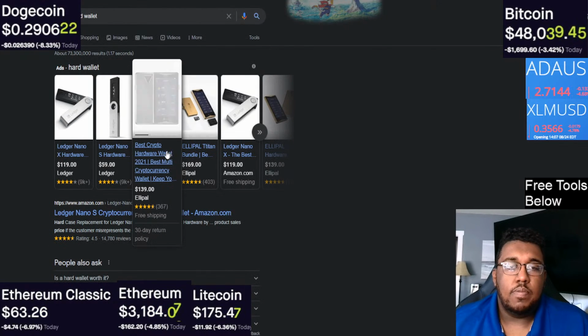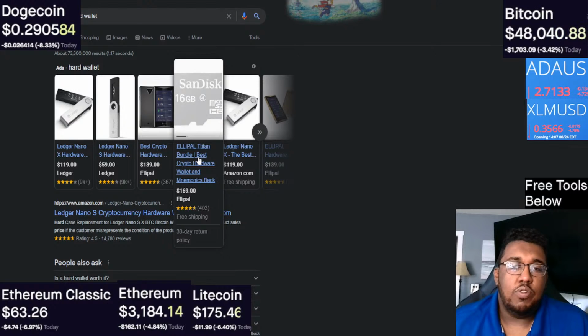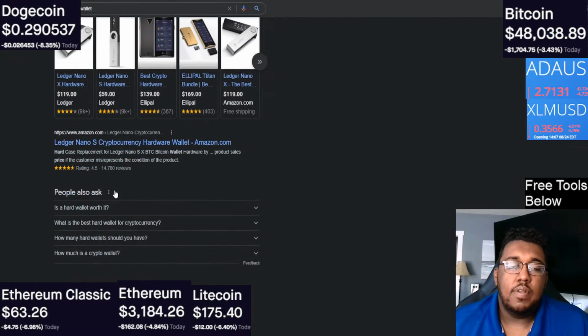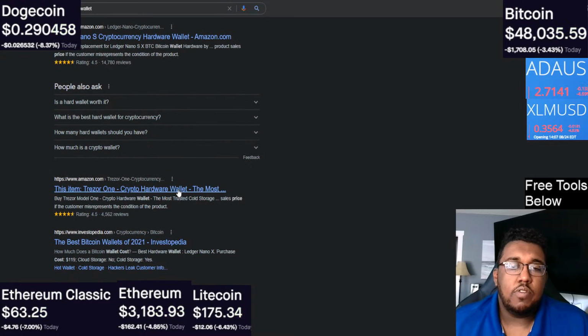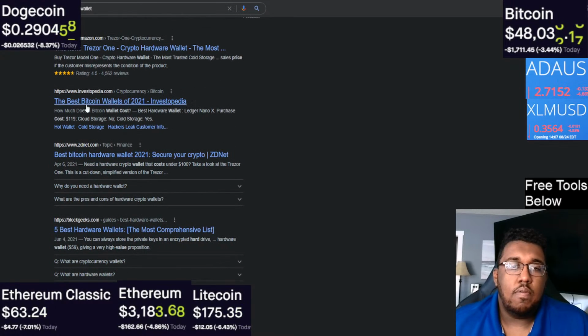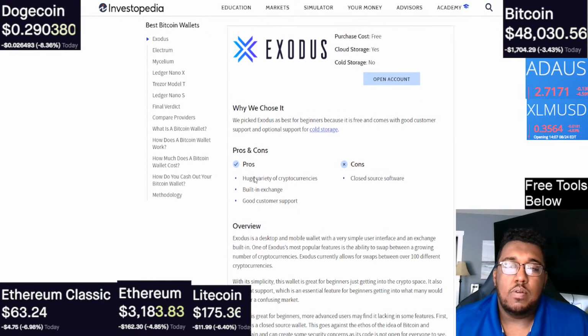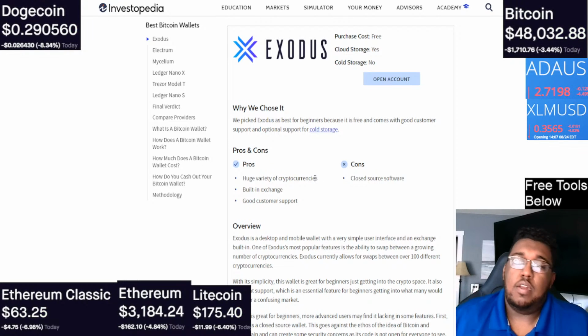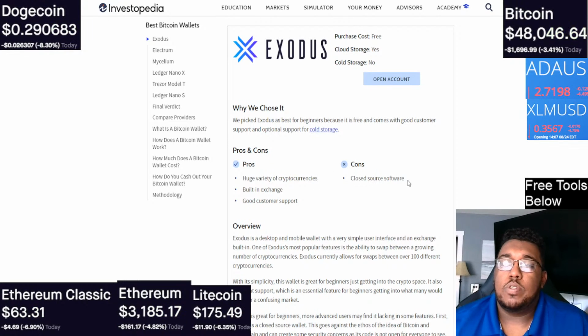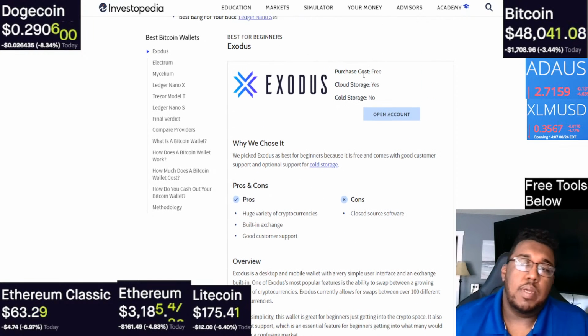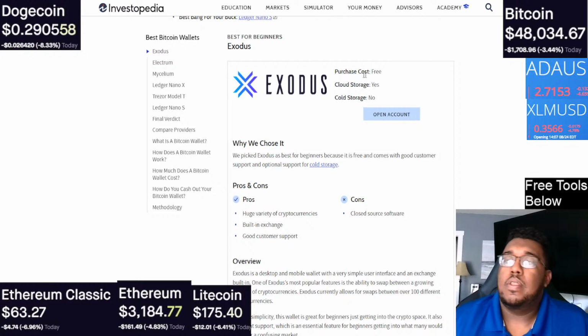All right, so $100, $200 if you're going kind of upper scale, right? So they're not too crazy, right? Crypto hardware wallet. Here you go. Investopedia, best Bitcoin wallets, right? So pros, huge variety of cryptocurrencies, right? Cons, closed source software, built on exchange, good customer support. Okay, well then maybe this Exodus is probably good for you, right?